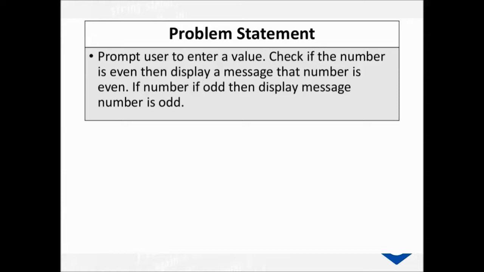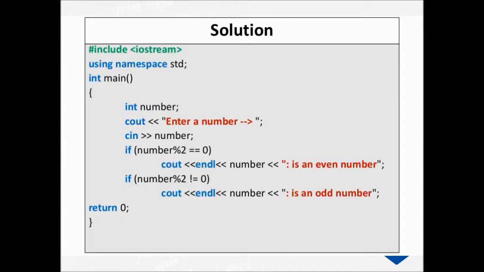Another problem statement: prompt the user to enter a value, check if the number is even, then display a message that the number is even. If the number is odd, then display that the number is odd. In this problem, the program asks the user to enter a value, and then we check this entered value, whether it is even or odd. The solution of our previous problem statement is as given.